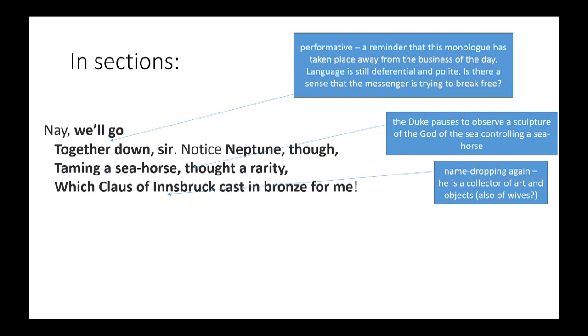And we can finish perhaps on that final image itself of a big brutish man that maybe he wants to be and maybe isn't, but Neptune taming a seahorse, often associated with femininity and fragility. The contrast between the two might remind us of the relationship between Duke and Duchess here as well.